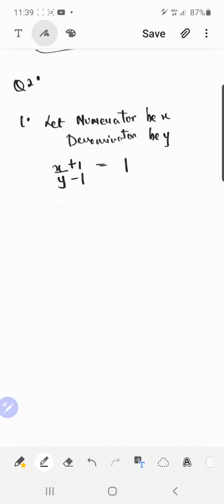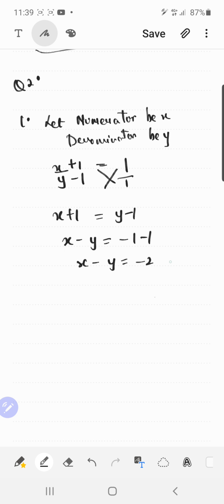But as I said, this is a complex equation. You have to convert this into your linear equation. How will you do that? You will cross multiply. So that will be x plus 1 is equal to y minus 1. X and y together, something like this. And that's your equation number 1.